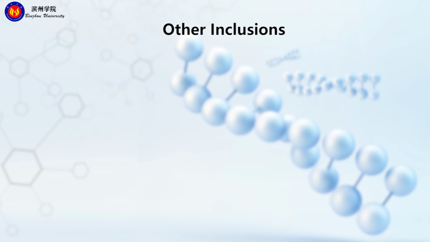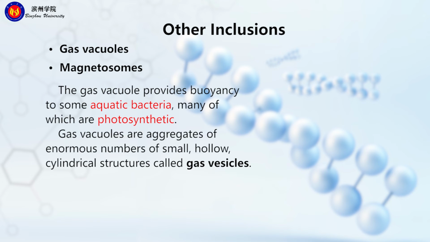There are also many other inclusions, such as gas vacuoles and magnetosomes. The gas vacuoles provide buoyancy to some aquatic bacteria, many of which are photosynthetic. Gas vacuoles are aggregates of enormous numbers of small, hollow, cylindrical structures called gas vesicles.